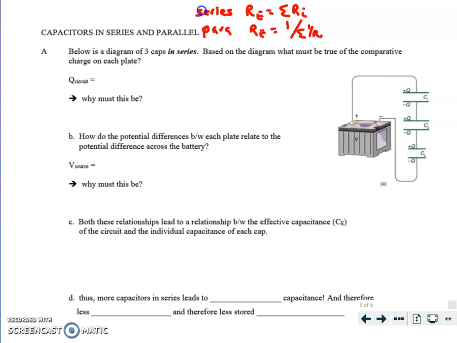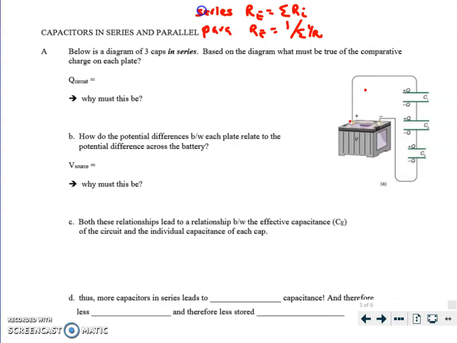The equations for capacitance will have the same general form. It's just that, I'll tell you right now, series and parallel are flipped. So let's see why. Let's start with series circuits, capacitors in series. On the diagram right here, I show 3 capacitors, which could have different capacitances, in series with one another. And based on the diagram, what must be true of the comparative charge on each plate?